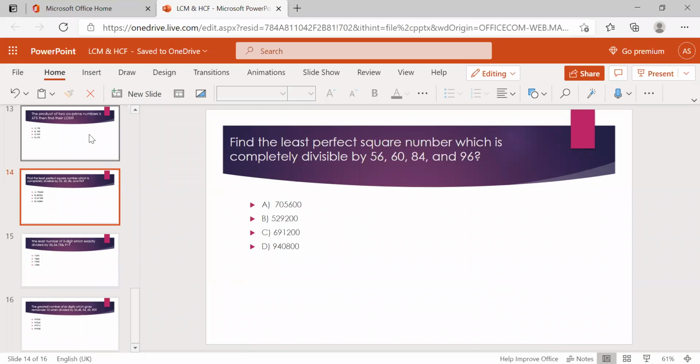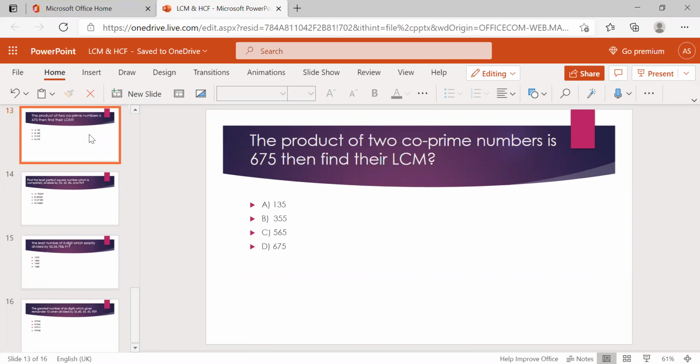Now the question is for you here. The product of two co-prime numbers is 675. Then find their LCM. So what they're asking here: the product of co-prime numbers is 675, then find the LCM. Give the answer for this, anyone?